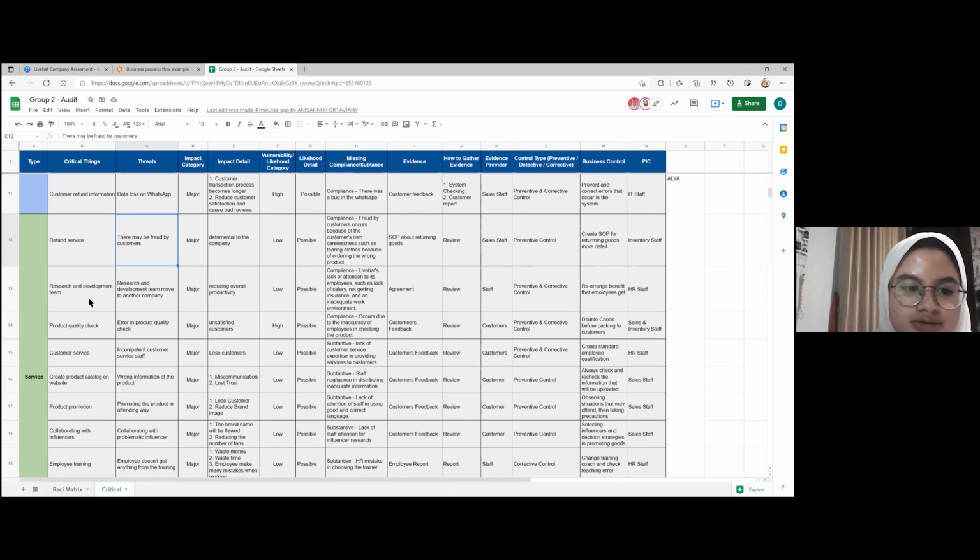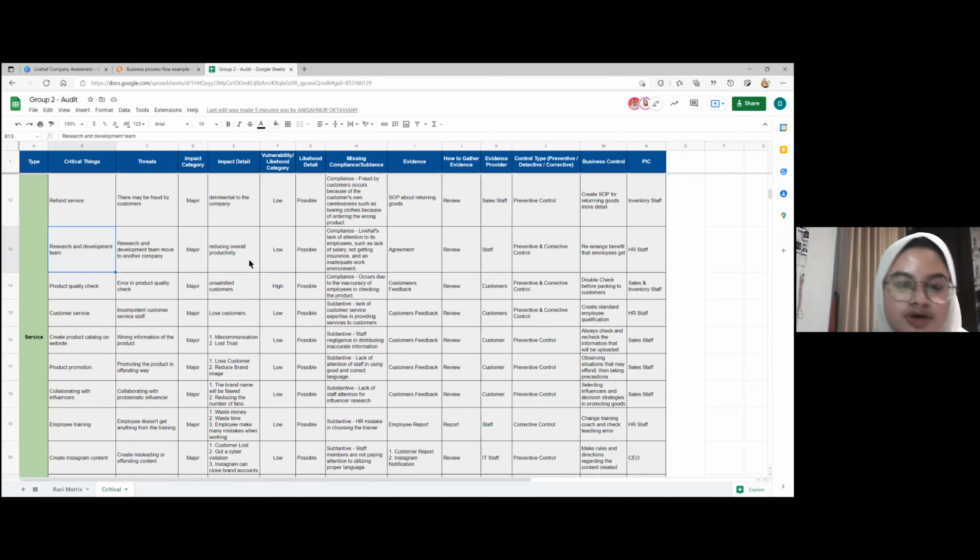And then the next critical service is the research and development team. The threat that might happen to this critical service is the research and development team moving to another company. The impact category will be major because it will reduce the overall productivity of Livehaf as a company, and the vulnerability is low, but it is possible to happen because of the compliance risk, which is Livehaf's lack of attention to its employees, such as low salary, not getting insurance, and an inadequate work environment.